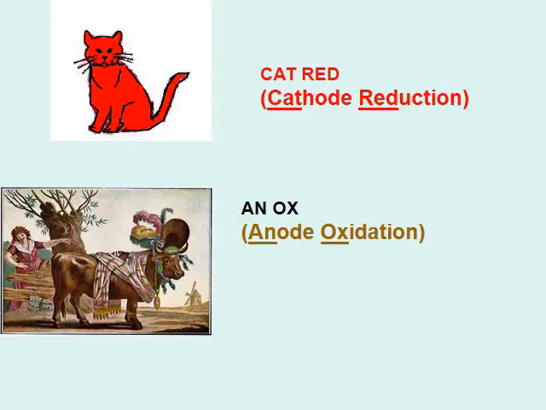To remind you, I have drawn these two for you. Cat red: cathode, reduction. That means reduction takes place at the cathode. So make sure you remember this. An ox: anode, oxidation. That means oxidation takes place at the anode and reduction takes place at the cathode in a voltaic cell, or the cell where you can spontaneously get electricity.